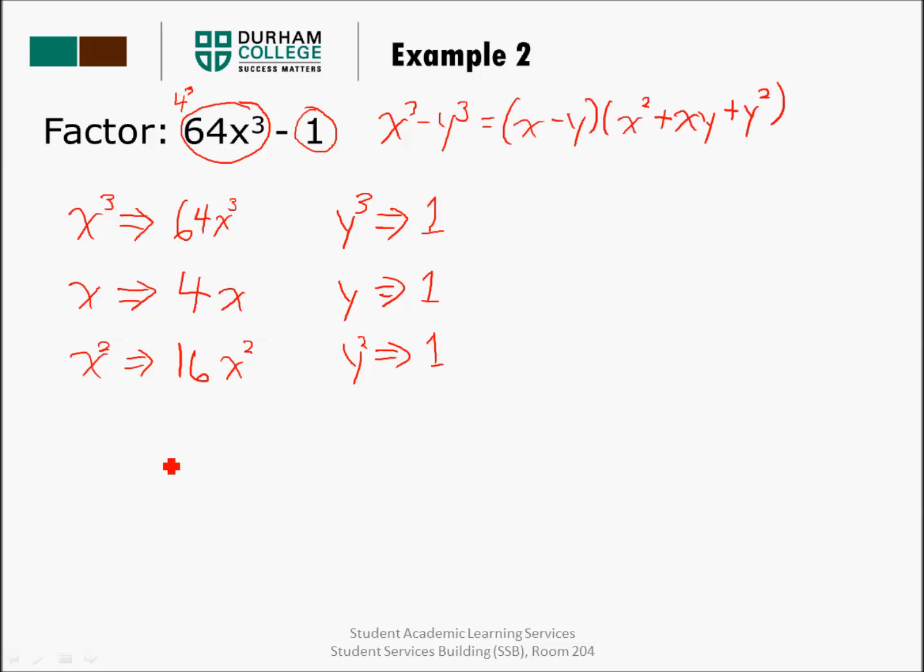And the last thing we need to figure out, I'll put it over here, is x times y, from right here. So that is turning into this one, 4x times 1. So it'll just be 4x.